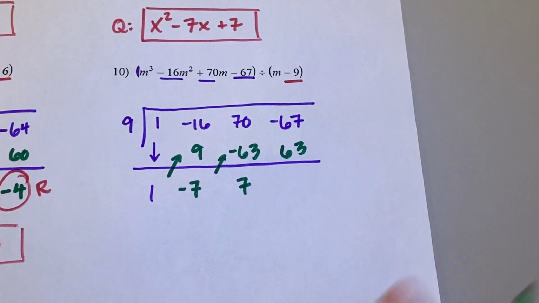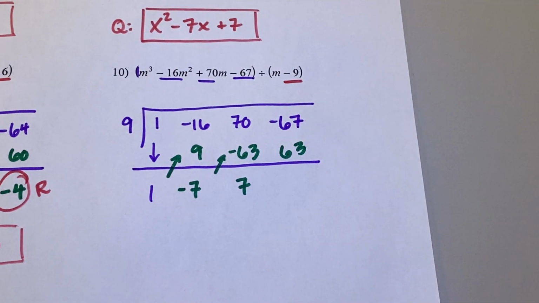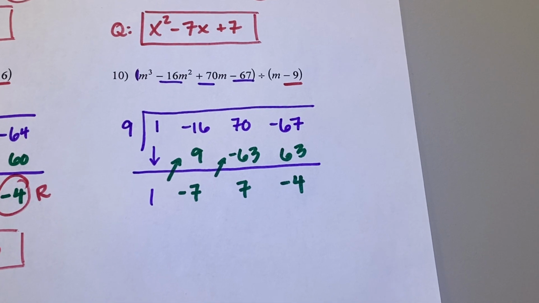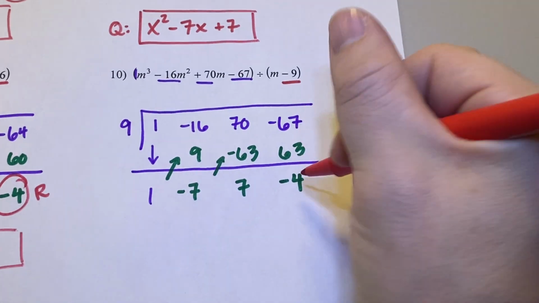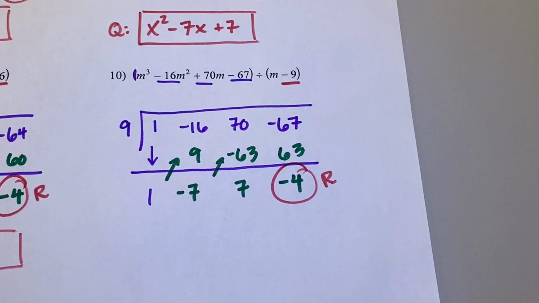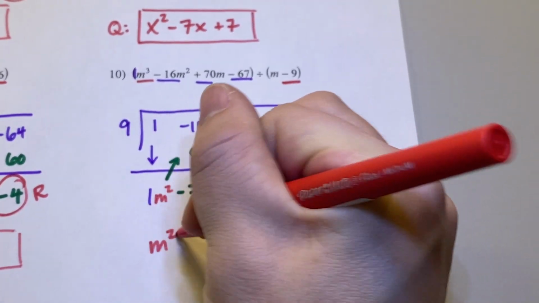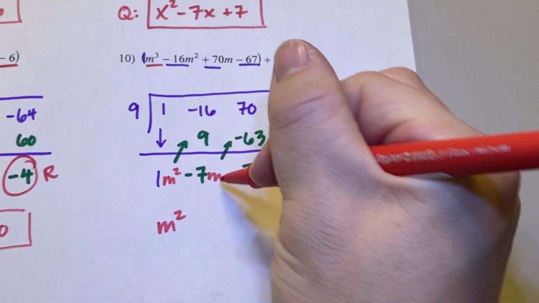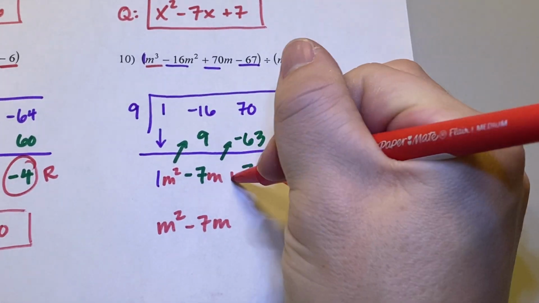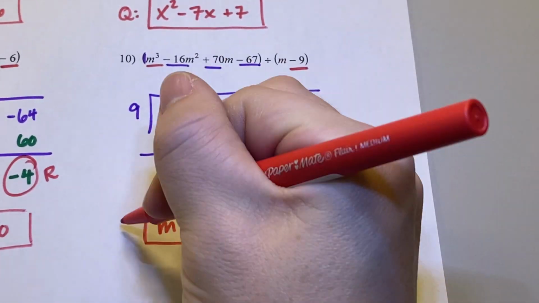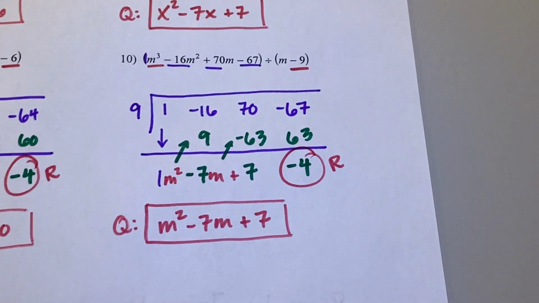Oh, so close. Negative 67 plus 63? Negative 4. Ugh. Oh, that's actually kind of funny. We got the same remainder. What's our remainder? Negative 4. We took our m's off. We got to put them back on. Started with m cubed, so this one becomes m squared, or just 1m squared, minus 7m plus 7. The bottom was nice. Quotient and remainder.